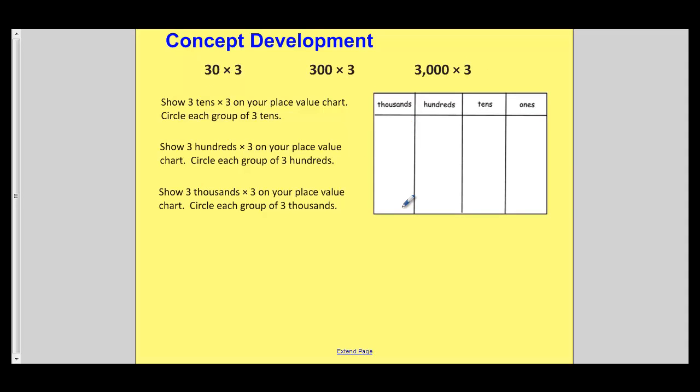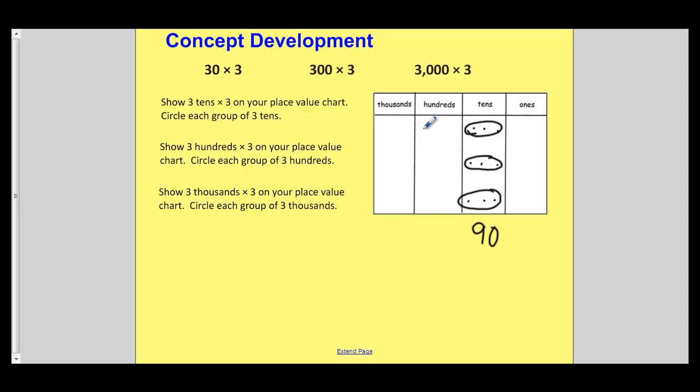I want you to go ahead and draw one more place value chart, label it ones, tens, hundreds, and thousands. And we're going to try this one more time, just making sure that we're looking for patterns. So this time we're going to do 3 tens times 3. I've got 1, 2, 3. That's times 1. 3 tens times 2. 3 tens times 3. There's my one group. So I've got 30, 60, 90. 30 times 3 is 90.